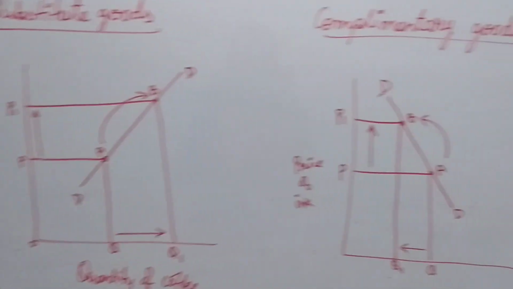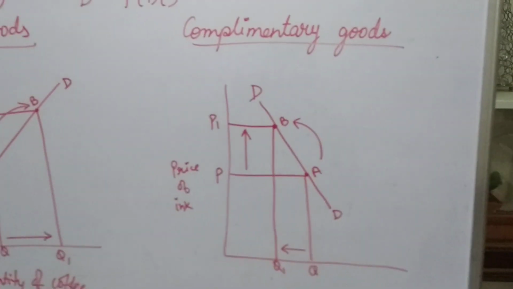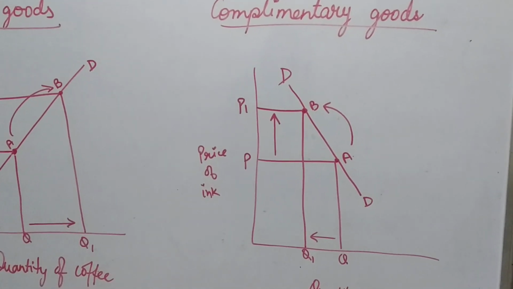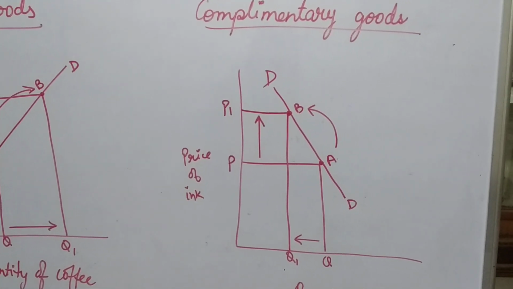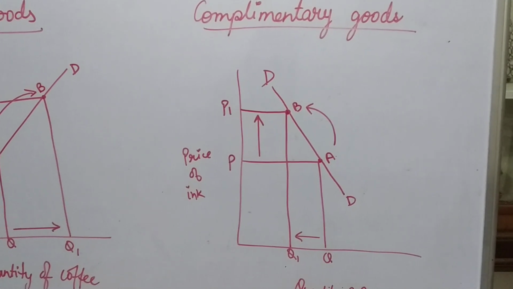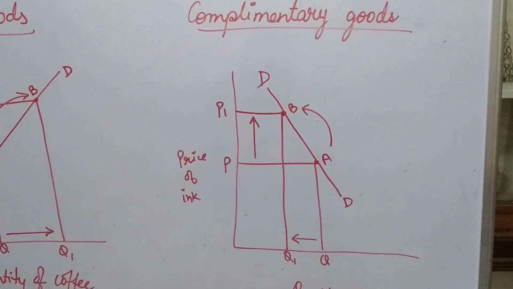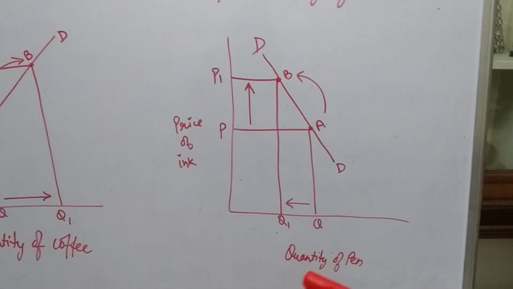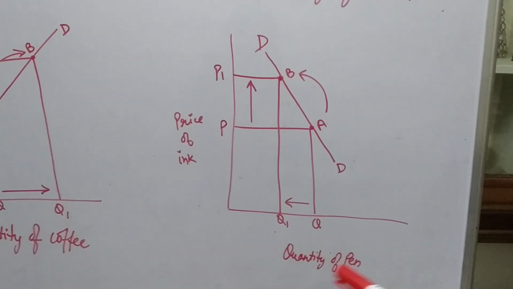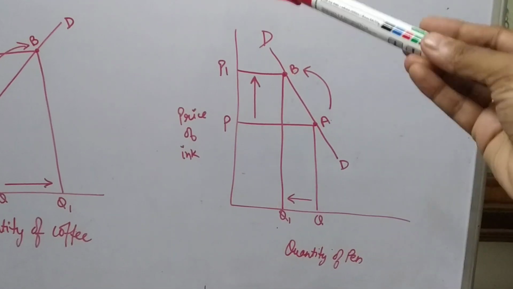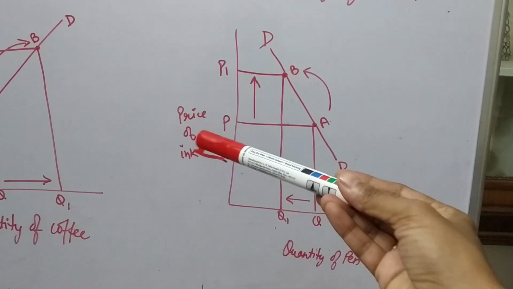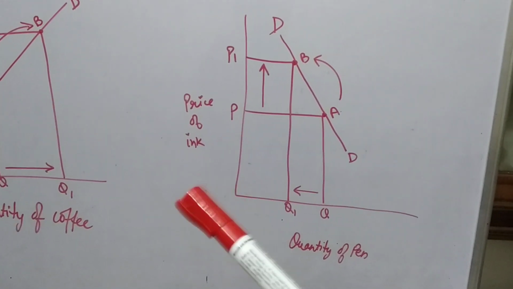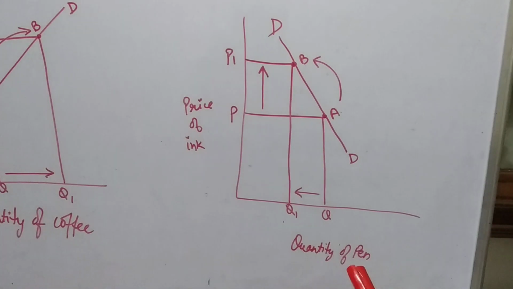Now the next one is the complementary goods. Complementary goods are those goods which can be used together. Without the one thing, the other one is of no use. Just like car and petrol, gas and gas stove. Another example, pen and ink. So I am taking the same kind of example. On the x-axis I have taken quantity of pen, and on the y-axis I have taken the price of ink. Both things are used together. If one thing is costly, the other commodity's demand will automatically be affected.